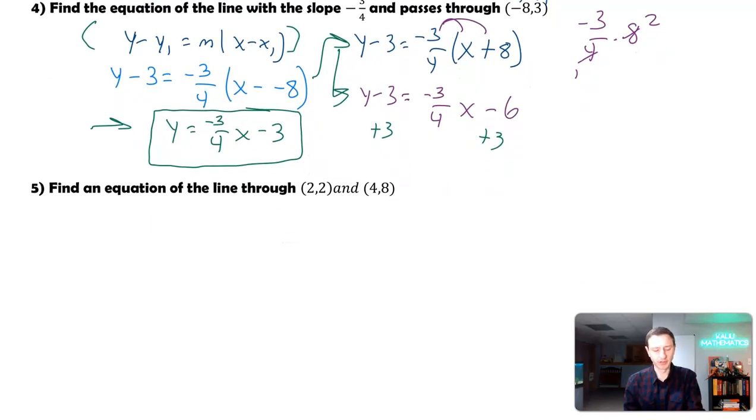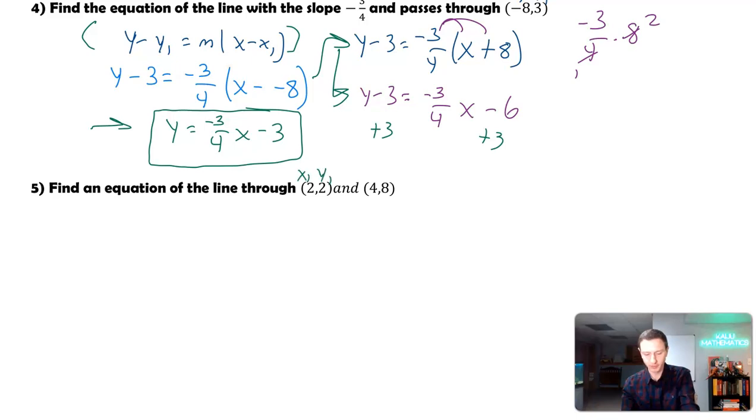Now in the next one, I want to find the equation of the line through these 2 points. I'm not given slope, and I'm not given the y-intercept. I'm just given 2 points. So since we have 2 points, we have to calculate slope, and then we have to take that slope and take a point and plug it into point slope. So we have quite a bit of work ahead of us.